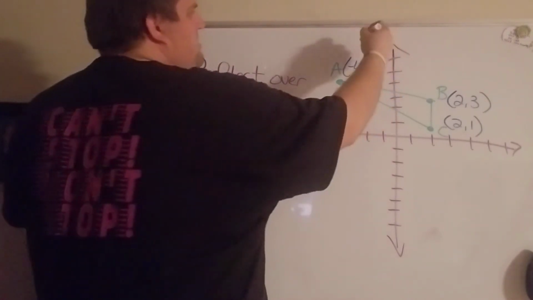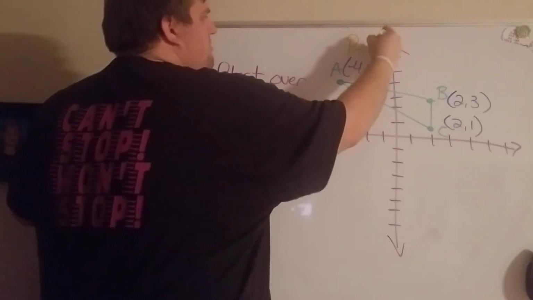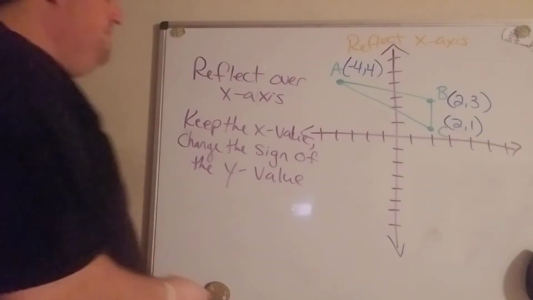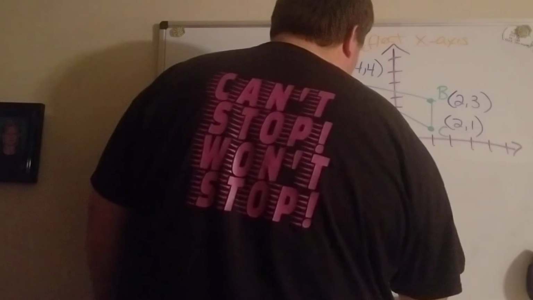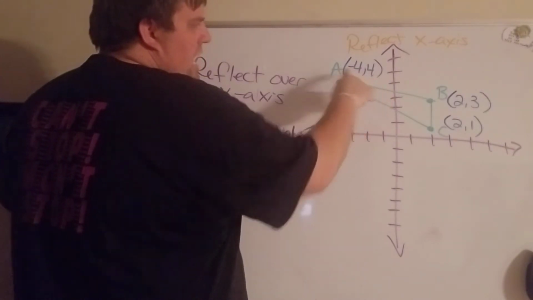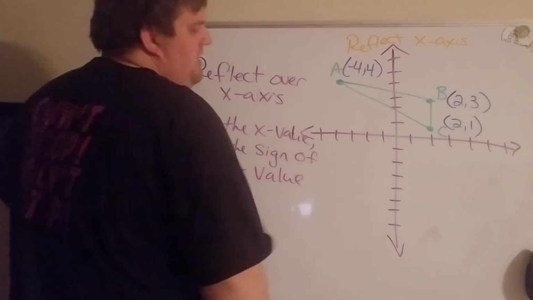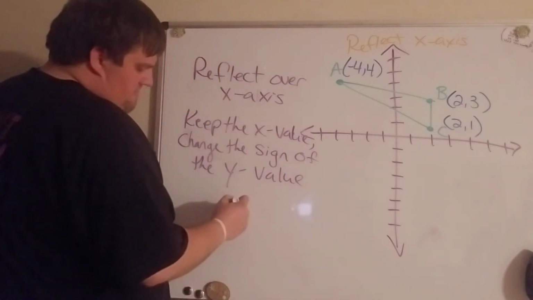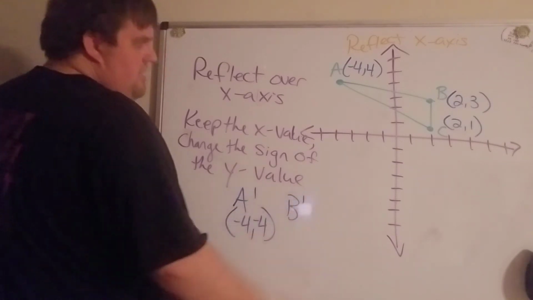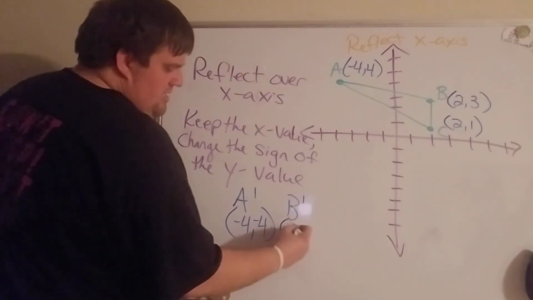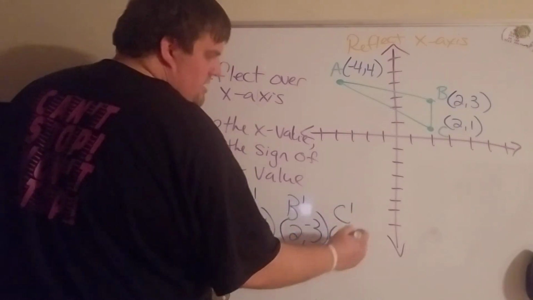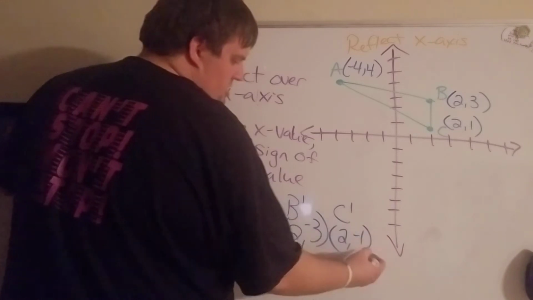-4, 4. Let's say we want to reflect over the x-axis here. So if I want to reflect over the x-axis, the x value of A is going to stay -4. The y value, it was +4, is going to change to -4. So my A prime is going to be -4, -4. My B prime, the x is going to stay the same. The y is 3. It's going to change to -3. And then in C prime, same idea. The x stays the same. The y changes its sign.